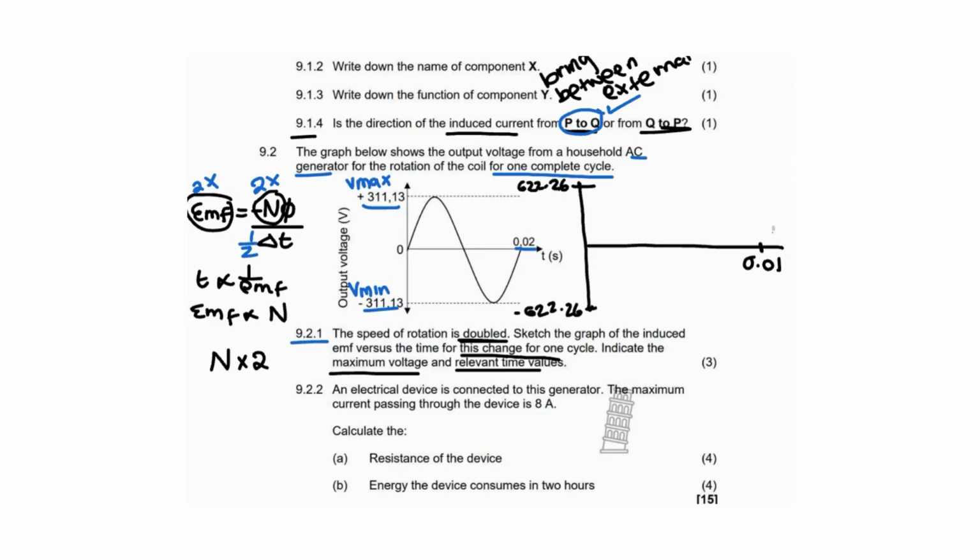Don't forget to label, that is the time in seconds, then that is the output voltage. Label that output voltage in V, in volts. And now the graph is going to be something like that. So the EMF has doubled, the time has halved. I hope it helps. Please always make use of that to find the new graph.